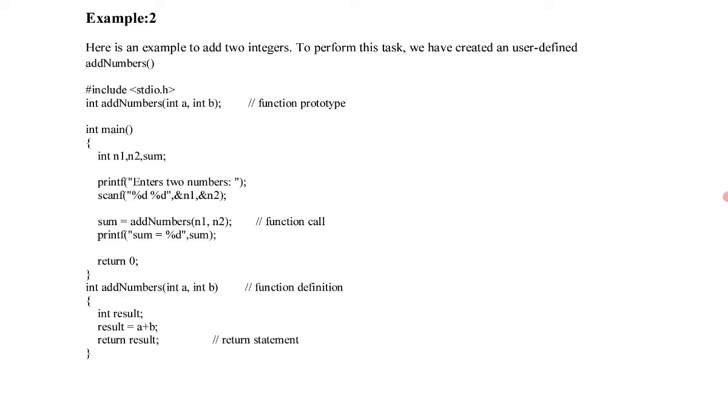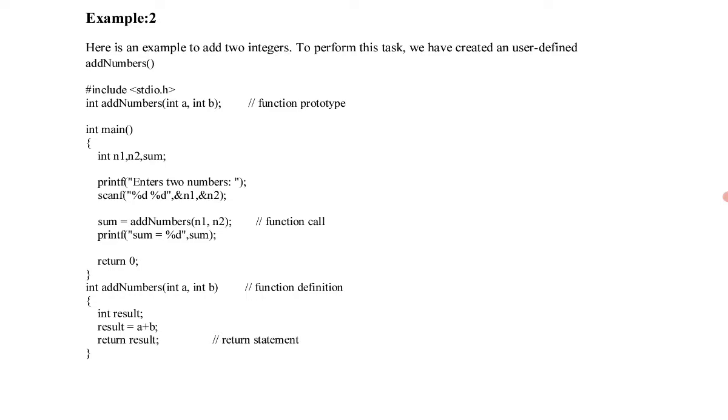This is called a function prototype. Next, int main() { int n1, n2, sum; printf("Enter two numbers"); scanf("%d %d", &n1, &n2); sum = addNumbers(n1, n2); This is a function call. Function call is mainly used to call a function. Function call means to call a function in a C program.